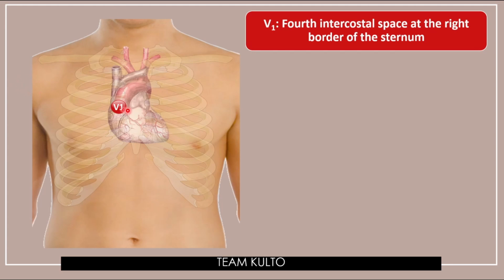Number 1, V1. So V1, color red ito ha. Pag sinabi mong V1, saan mo siya ilalagay? Nilagay ko rin siya dito. Fourth intercostal space at the right border of the sternum. Fourth. So bilangin mo siya.